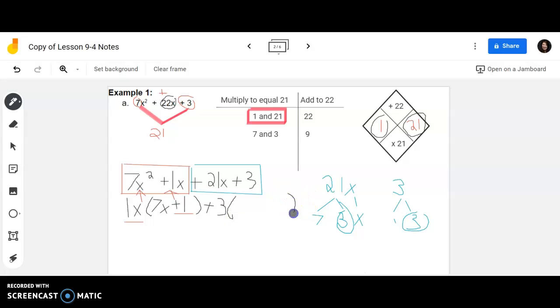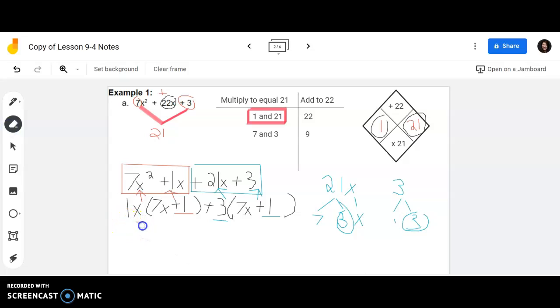We're going to do the same thing here, but this time we're asking ourselves, 3 times what multiplies to get 21x? 3 times what number multiplies to get 21x? Well, 3 times 7 multiplies to get 21, but we need to add an x to the 7. That way it multiplies to get 21x. So 3 times 7x multiplies to get 21x. Then we need to ask ourselves, 3 times what multiplies to equal 3? Well, that's simple. 3 times 1 multiplies to equal 3. And since it's a positive 1, we'll just put 1.